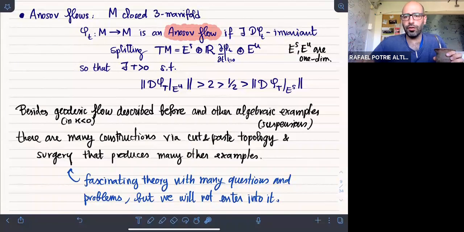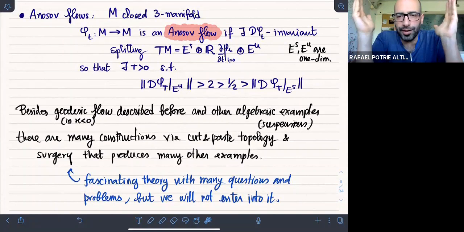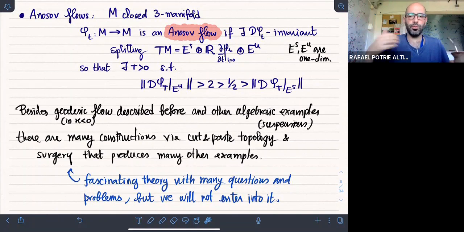Anosov flows will just be something given that we will feed into our machinery and the things that we are understanding. So we will assume that the understanding of Anosov flows belongs to someone else, and we don't care about this. If we compare something to an Anosov flow, we will think of it as well understood.